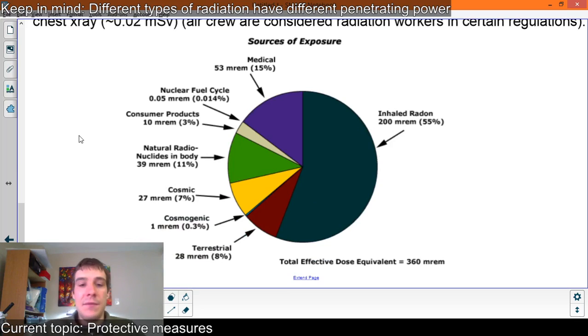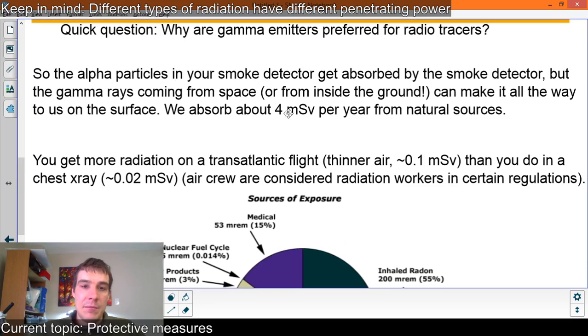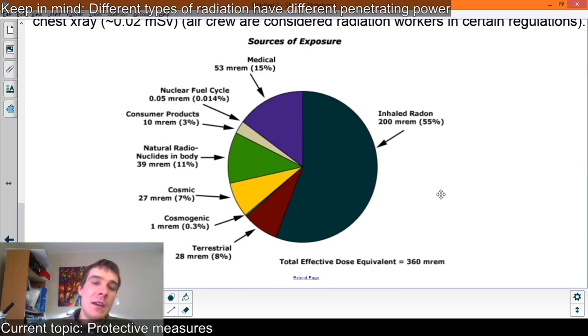Here are the sources of typical exposure, right? 360 milligram, which is about that 4 millisievert thing. Cosmic rays is about 7% of it. Natural radionuclides just inside your body already, like the carbon and potassium inside you that's radioactive, is 11%, so you just can't avoid it. It's part of your body. It also means that you get radiation when you hug somebody, because you're close to their body, and their body has natural radionuclides in it.